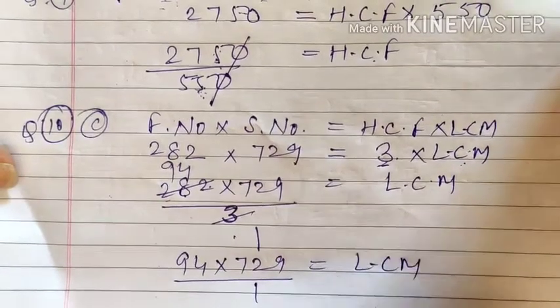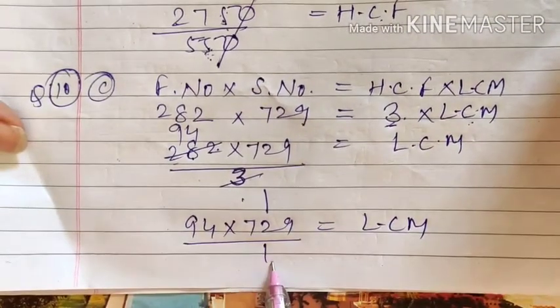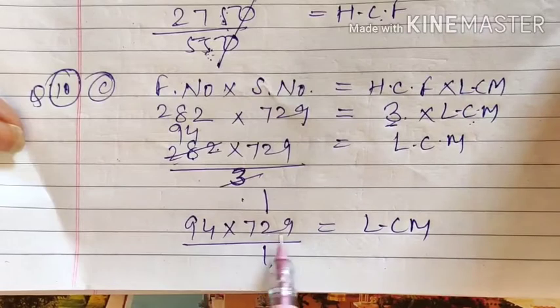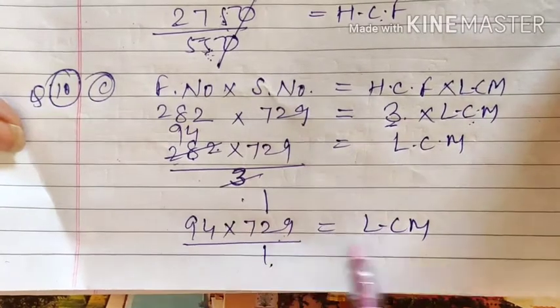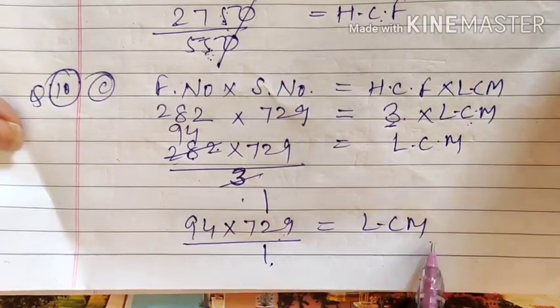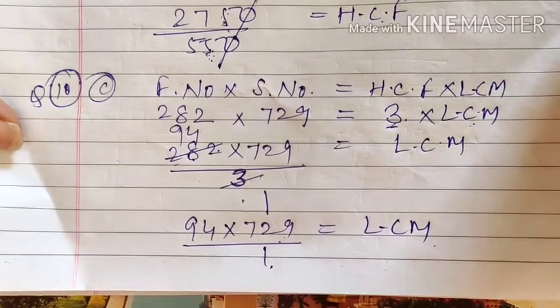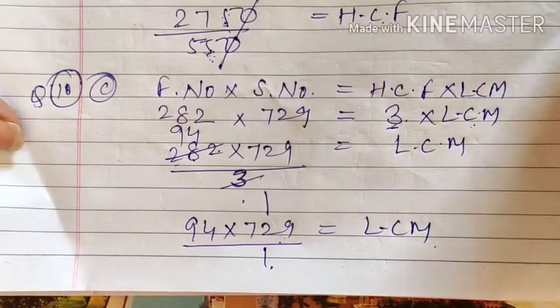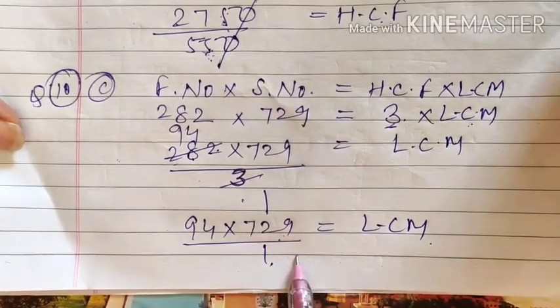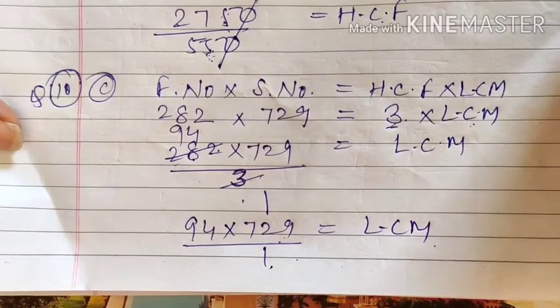Now you will find the answer by yourself. Divided by 1 means nothing. So when you simply multiply both these numbers, you will get the LCM. Likewise, you will do the rest of the questions. 2 parts we have already solved in the class. 1 I have solved here and now 1 part is remaining that you will solve by yourself. Rest of the things we will see in the next class.